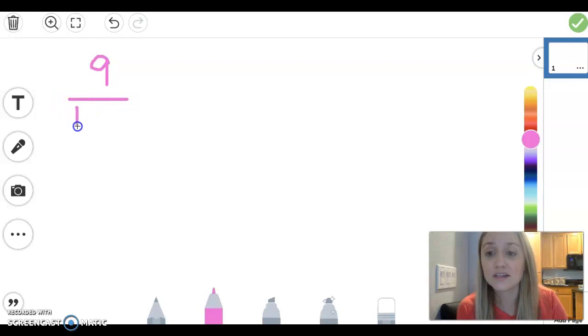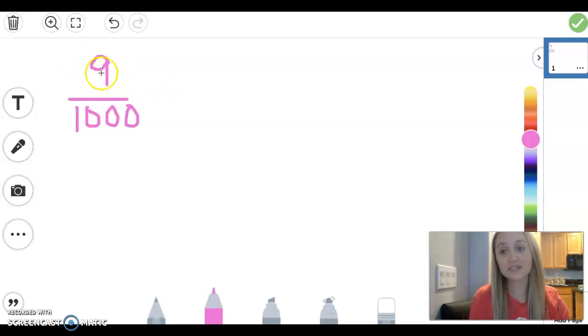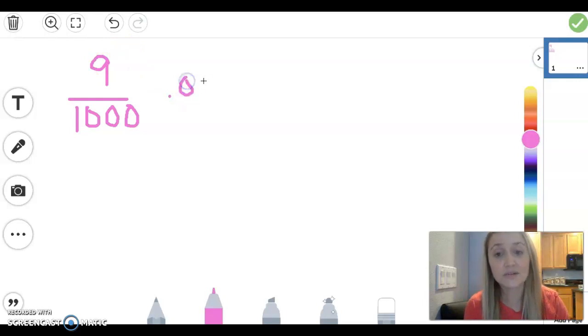If you have a number like this, and they're saying, all right, we have 9,000ths. Now the important part here, just like how we talk about in place value, is making sure that this number is in the right spot. So to write this one, we'd have to say it is 9 thousandths. Okay, so make sure that you remember that this spot is the tenths, this spot is the hundredths, and this spot is the thousandths, okay? Because if you put it in a different spot, it's going to change the whole value.